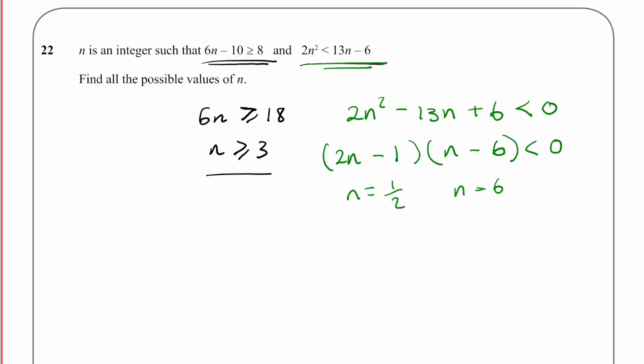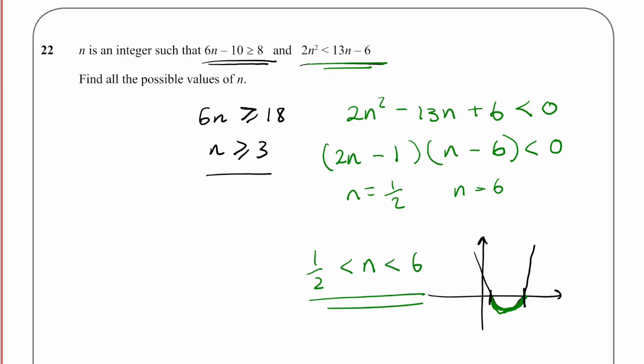Where is this less than 0? If you imagine the graph like this, where is it less than 0? It's less than 0 down here, where it's under the axis. That's where it's less than 0. So that will be in between a half and 6. So n is bigger than a half and less than 6.